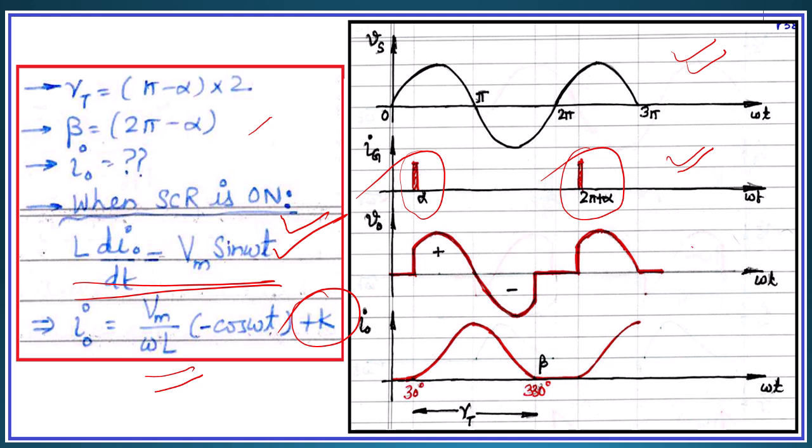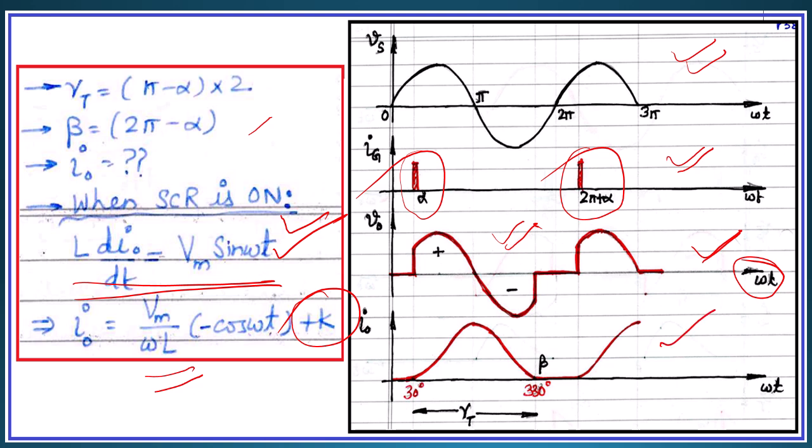Now the third waveform is V naught, which is basically the output voltage. As you can see here, V naught is symmetrical about the x-axis, which is the omega t axis. Since this is a pure inductance case, the average output voltage comes out to be 0, because the positive half is exactly equal to the negative half. So the average voltage of a pure inductive circuit is always 0, as we had seen in the case of the pure diode also.